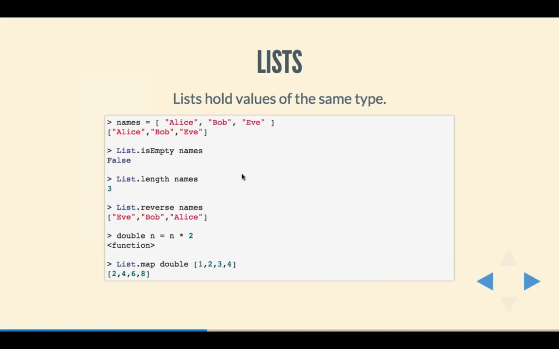List.isEmpty names is false. List.length names is 3. You can reverse the names and you get a new list. You can create a function, double, and we've seen a function. Double n is n times 2. Then I can pass my double function to map. It'll map that function over every value of the item in the list and give me a new list with all the values doubled. A lot of that stuff's already in JavaScript.